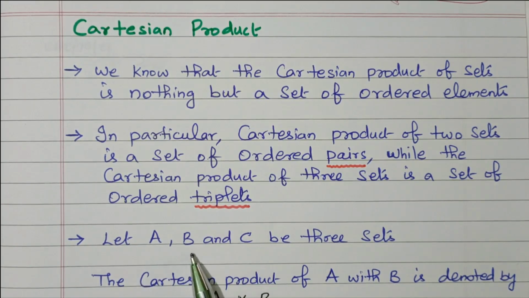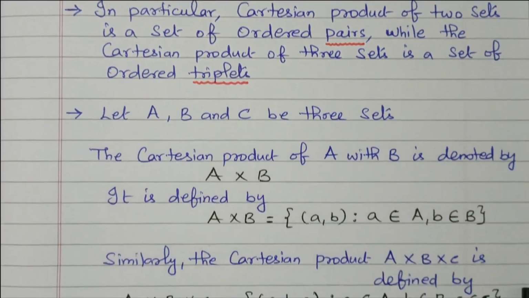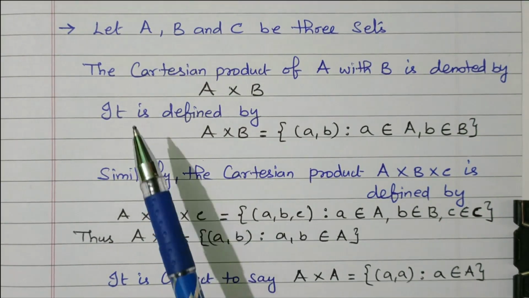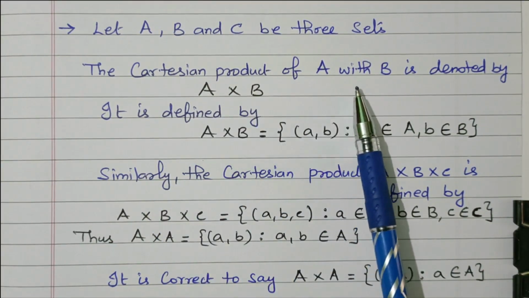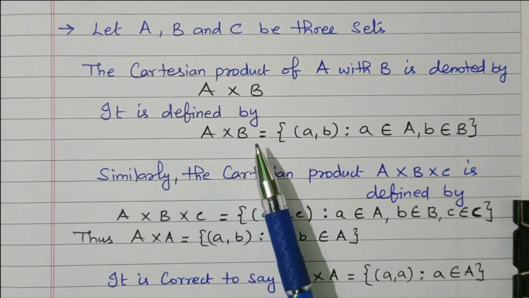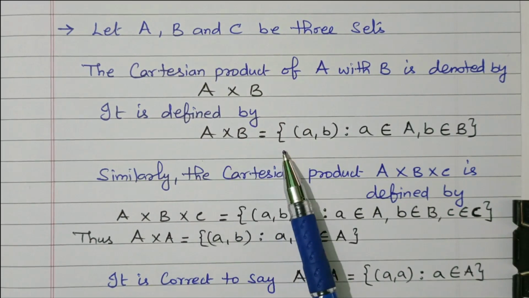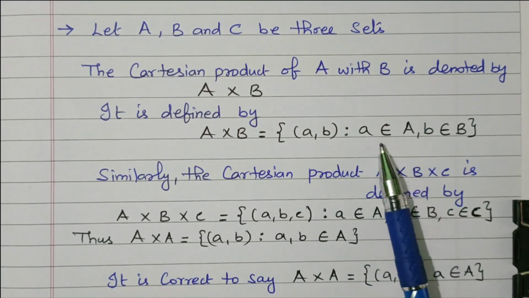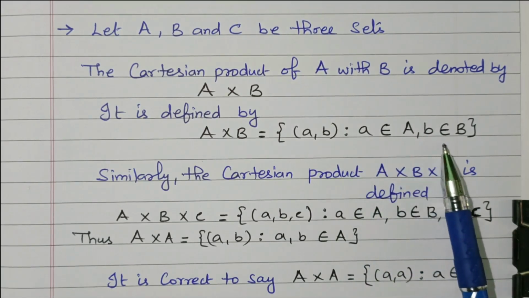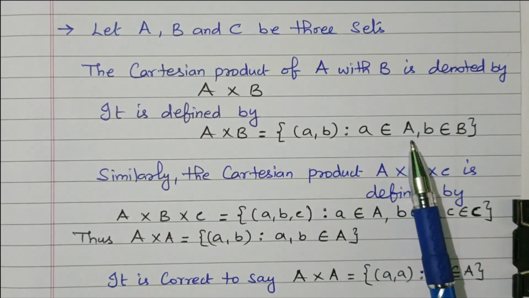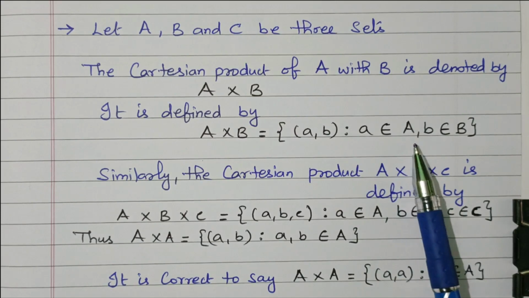So let A, B and C be the three sets. Now we'll go for further analysis. The Cartesian product of A with B is denoted by A cross B. It is defined by A cross B equal to the set of (a, b) such that small a belongs to capital A, small b belongs to B. Small letter refers to an element, capital letter refers to the set, right?